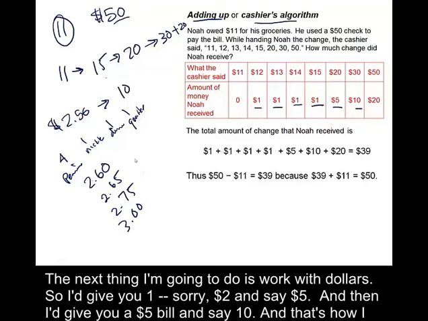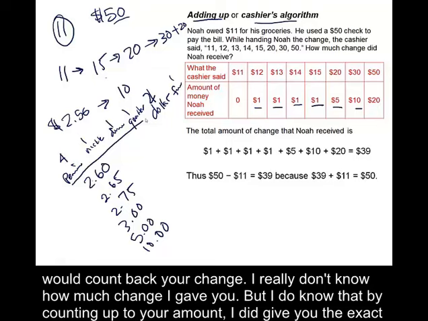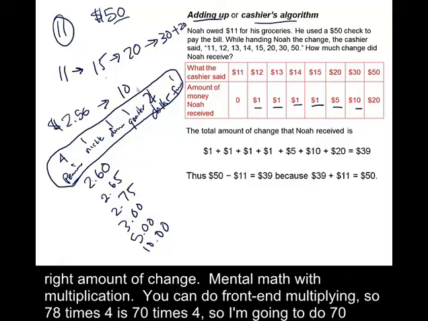Next thing I'm going to do is work with dollars. So I give you $2 and say $5, and then I give you one $5 bill and say 10, and that's how I would count back your change. I really don't know how much change I gave you, but I do know that by counting up to your amount, I did give you the exact right amount of change.